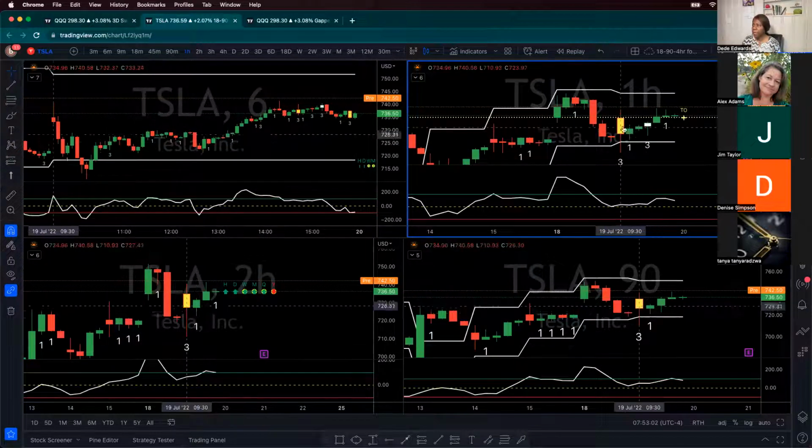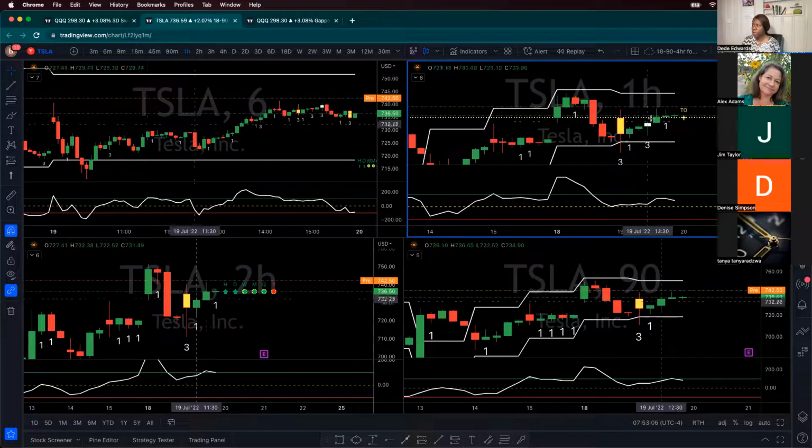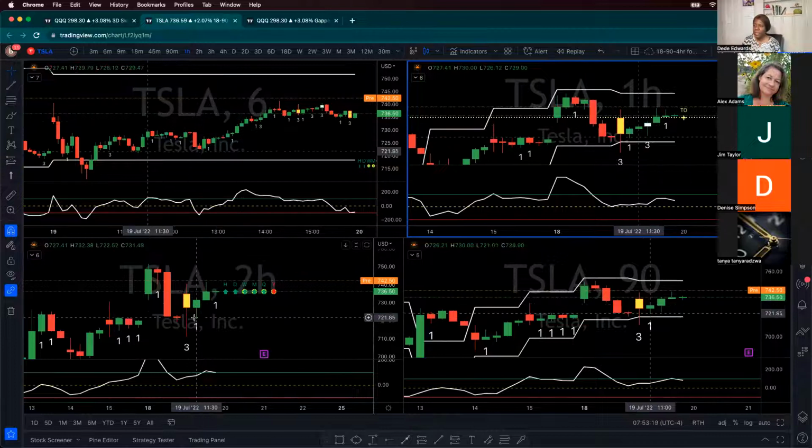You may be thinking 3, 1, 2, 2 rev strat back to the downside. Psych, it trades down. I actually saw this and I was like, no, I'm not going to take this trade. Still inside 2 hours. So we're going to hold off.